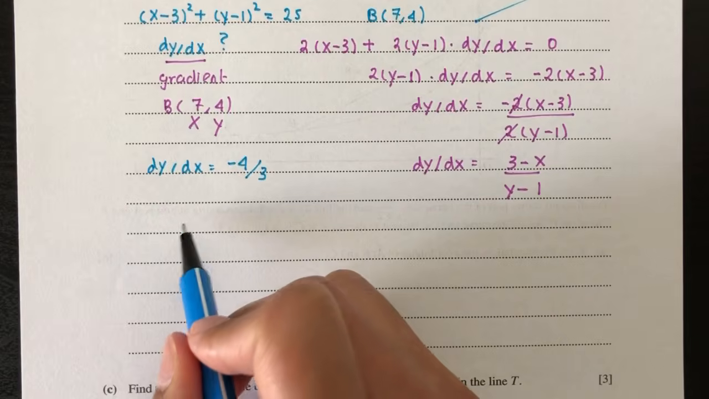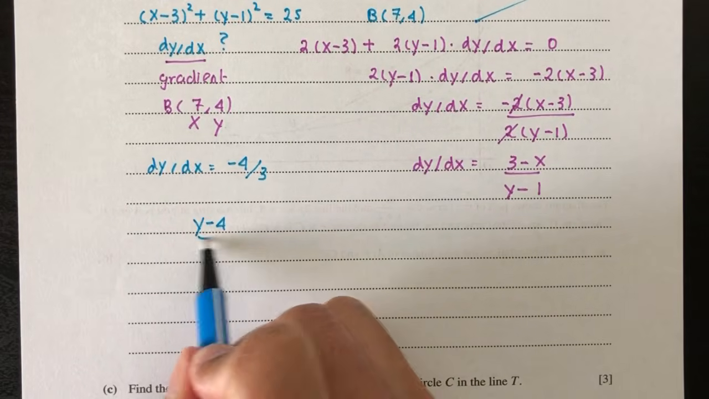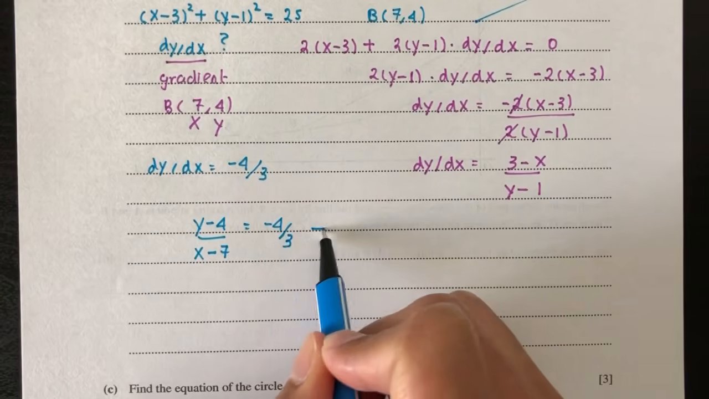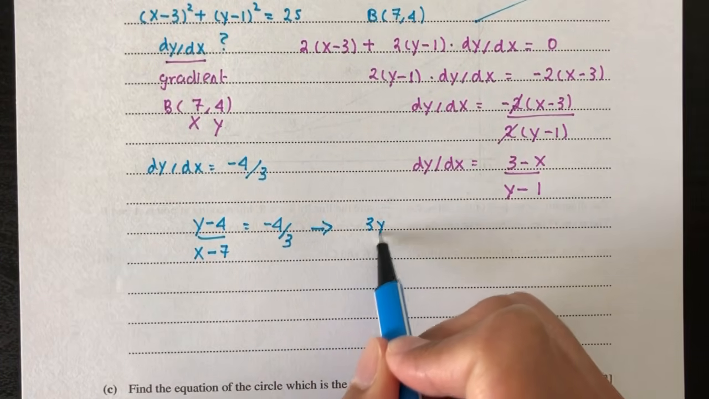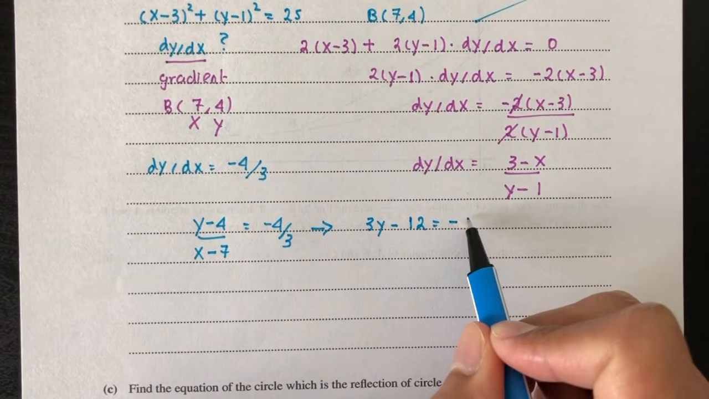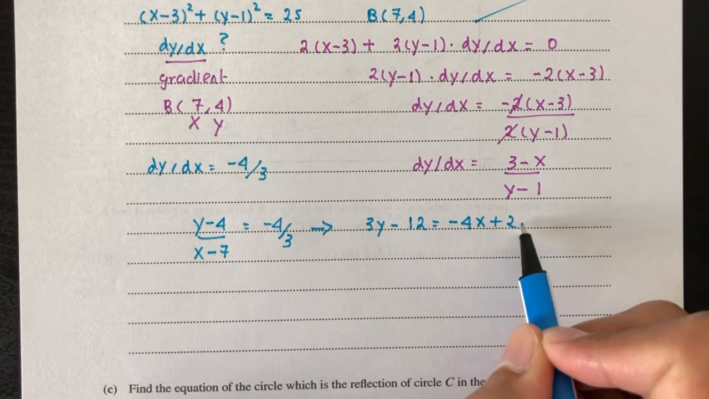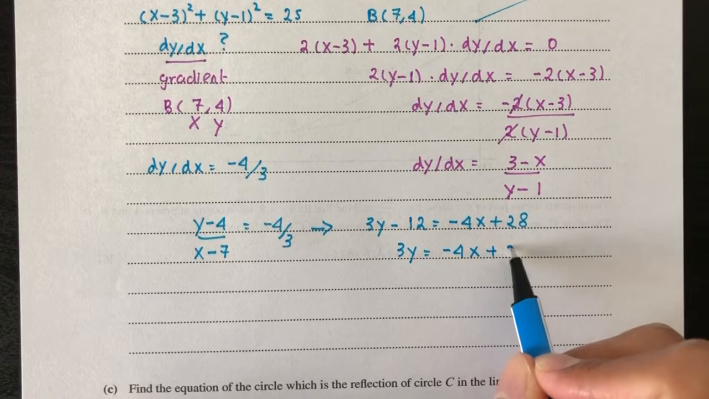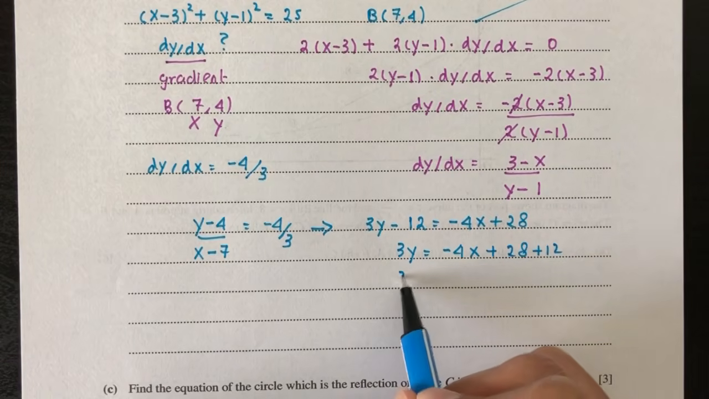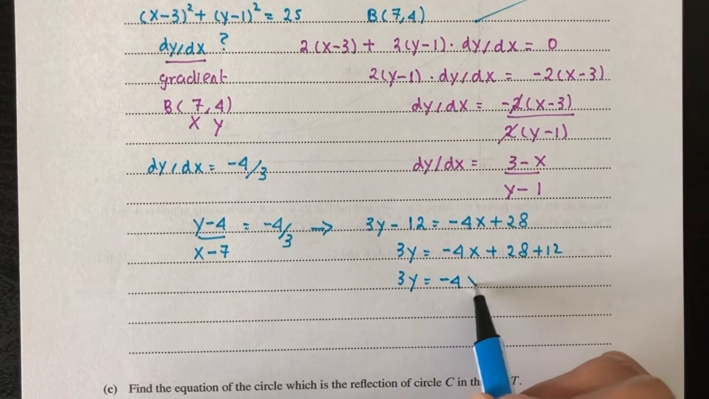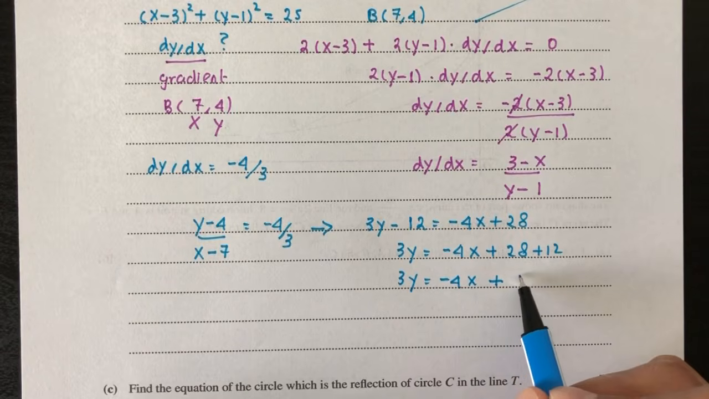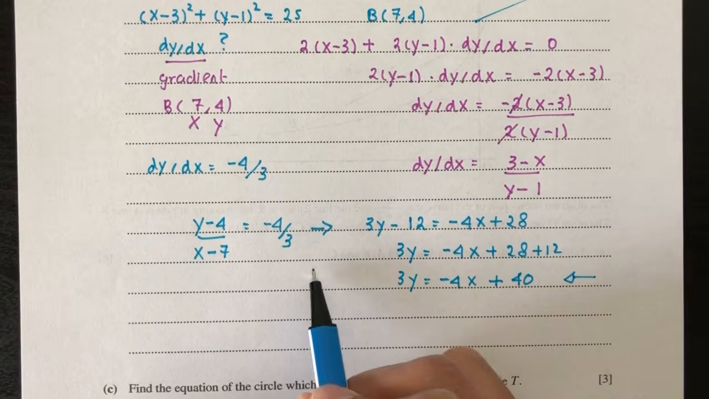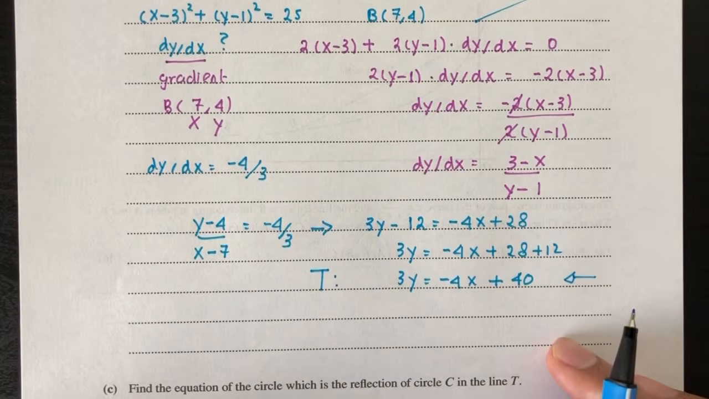So the equation will be (y − 4)/(x − 7) = −4/3. If you cross multiply, that becomes 3y − 12 = −4x + 28. So 3y = −4x + 28 + 12. So 3y = −4x + 40. So this will be your equation of tangent T. Okay, this is part B.